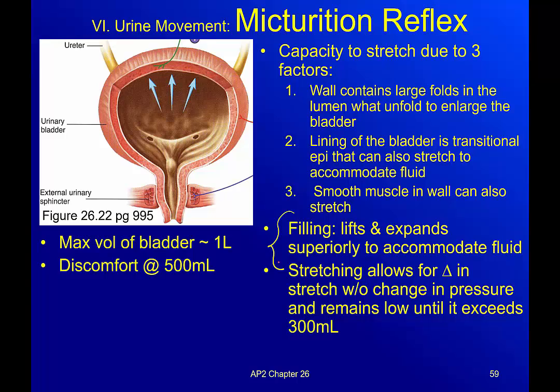So the pressure inside your bladder, you don't really feel that bladder filling up until it gets to about 300 milliliters. At 300 milliliters is when you know, okay, my bladder's getting pretty full. The maximum volume of a bladder is about 1 liter. We start feeling discomfort, like that painful need to pee, at about half that, at about 500 milliliters.